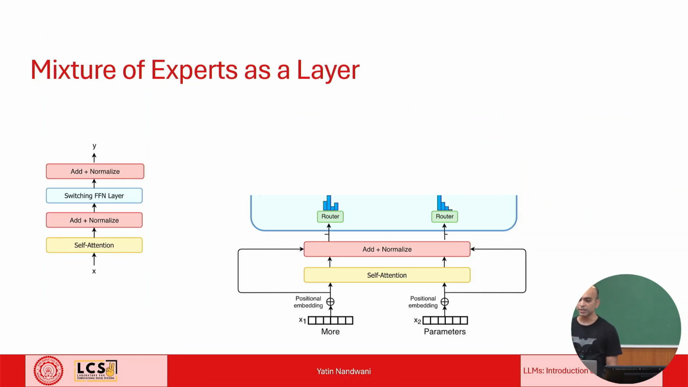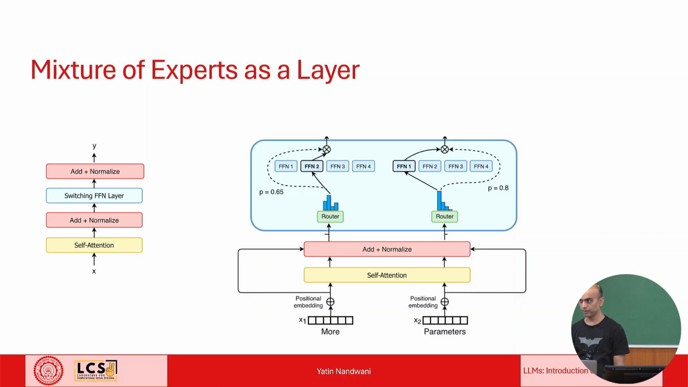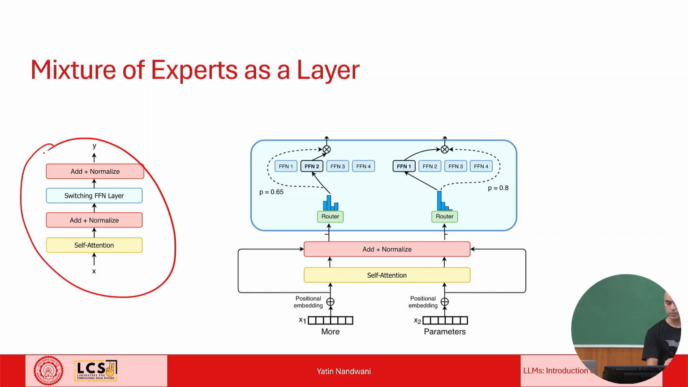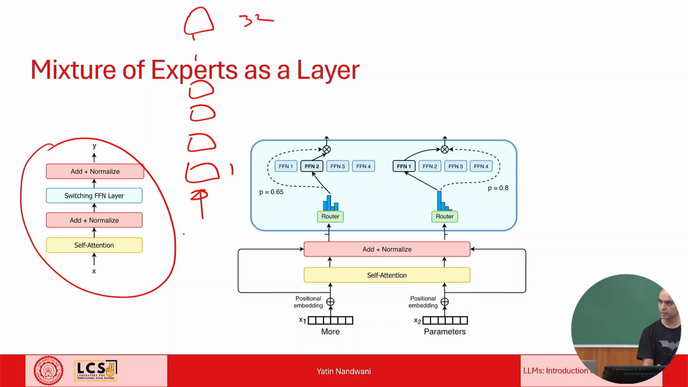However, when we use mixture of experts as a layer, on the left-hand side here, this is one transformer block. The entire model will have multiple such blocks, in general 32. This is the first, and the input sequence, "more parameters," comes in from here. This routing earlier was happening at the input level. The entire input "more parameters" would go either to one expert or to the other expert.